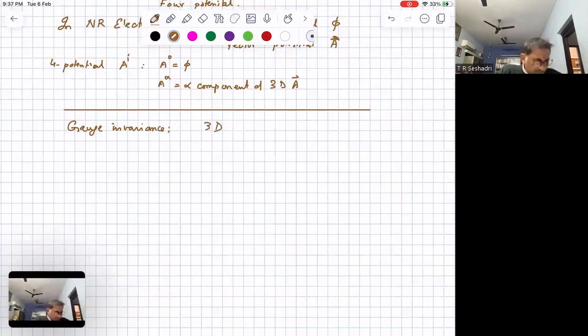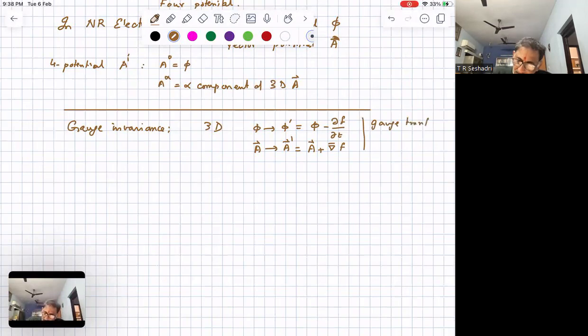In three dimensions, when you do gauge invariance, we say that phi goes to phi prime defined as phi minus del f by del t. I'm taking c equal to 1. And the vector potential A goes to vector potential A prime given by the original vector potential plus the gradient of f. You remember this, the gauge invariance, gauge transformation. You have come across this, right? Yes, yes.